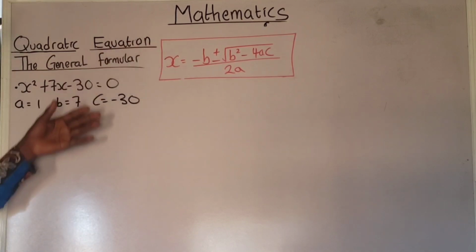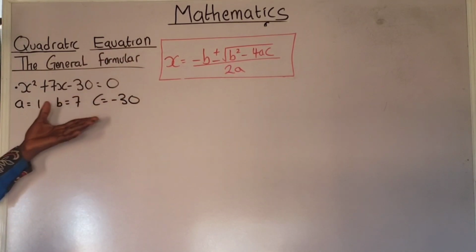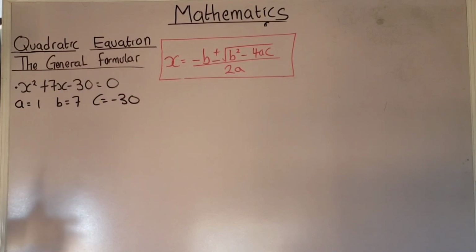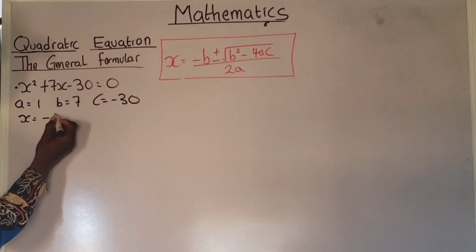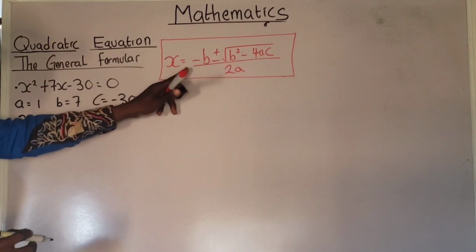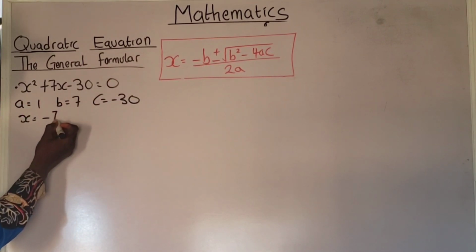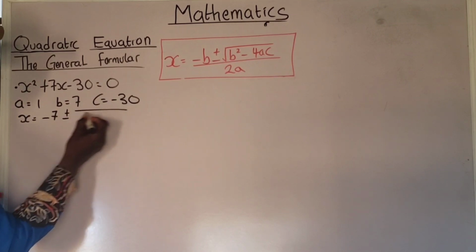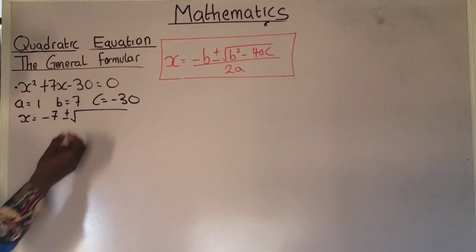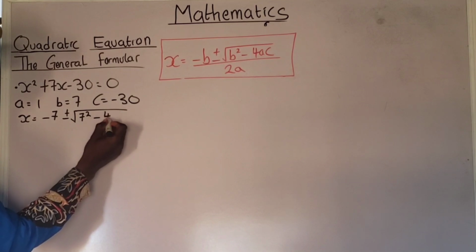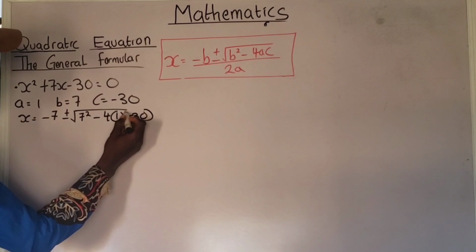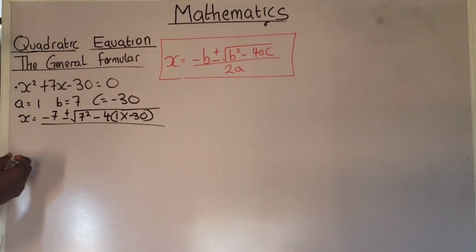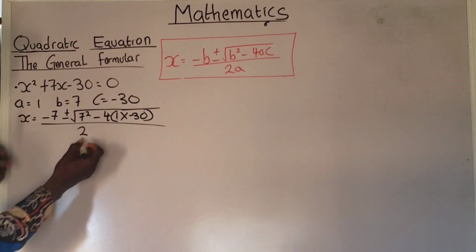Okay, now let's solve this equation using this formula. All you have to do is to plug in all these values into this formula, then simplify. By so doing, we will get our answer. So here x will be equal to minus b. B is 7, so I'm going to have minus 7 plus or minus the square root of b squared. B is 7, so I'm going to have 7 squared minus 4 multiplied by a, and a is 1, multiplied by c. C is negative 30. All this over 2 multiplied by a, which is 1.